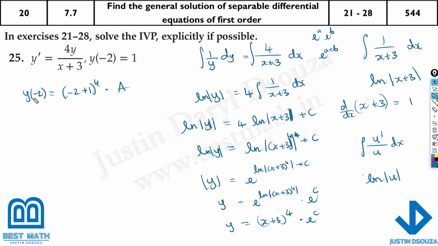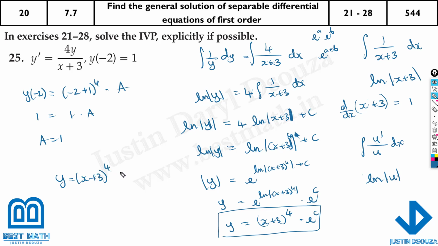Now what is this minus 2? It's 1 equals minus 1 to the power 4, which is 1 itself, times a. So what is the value of a? A is 1. So what happens here exactly? Here, y is equal to x plus 3 raised to the power 4 times 1. But that is it. This is the answer. That is the final answer.